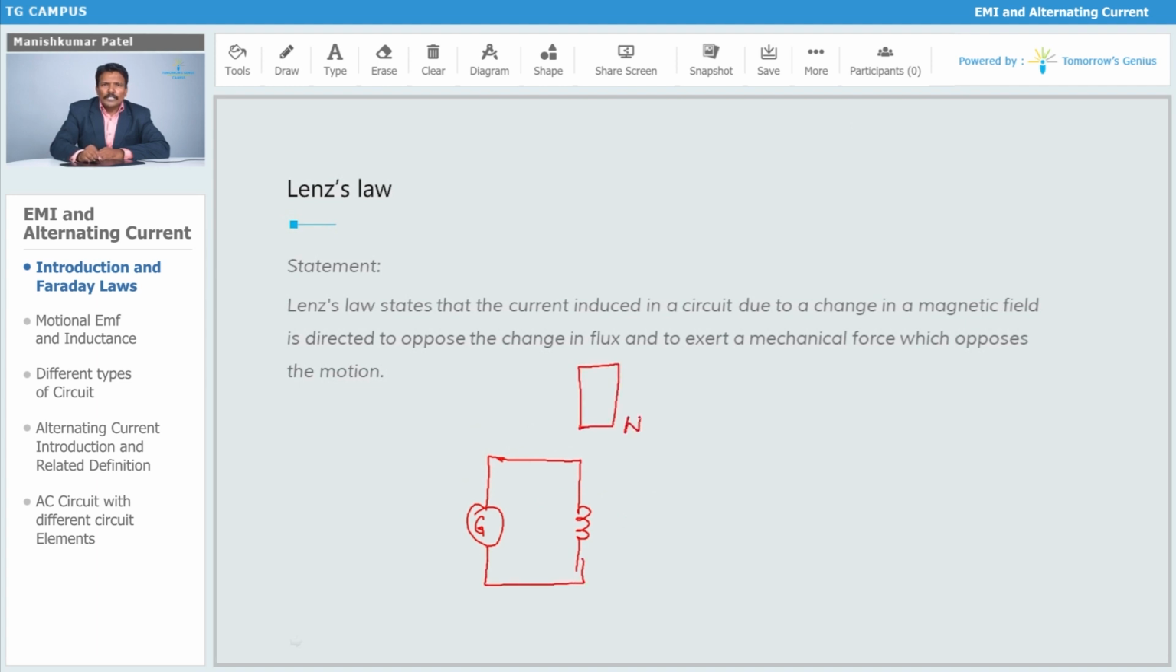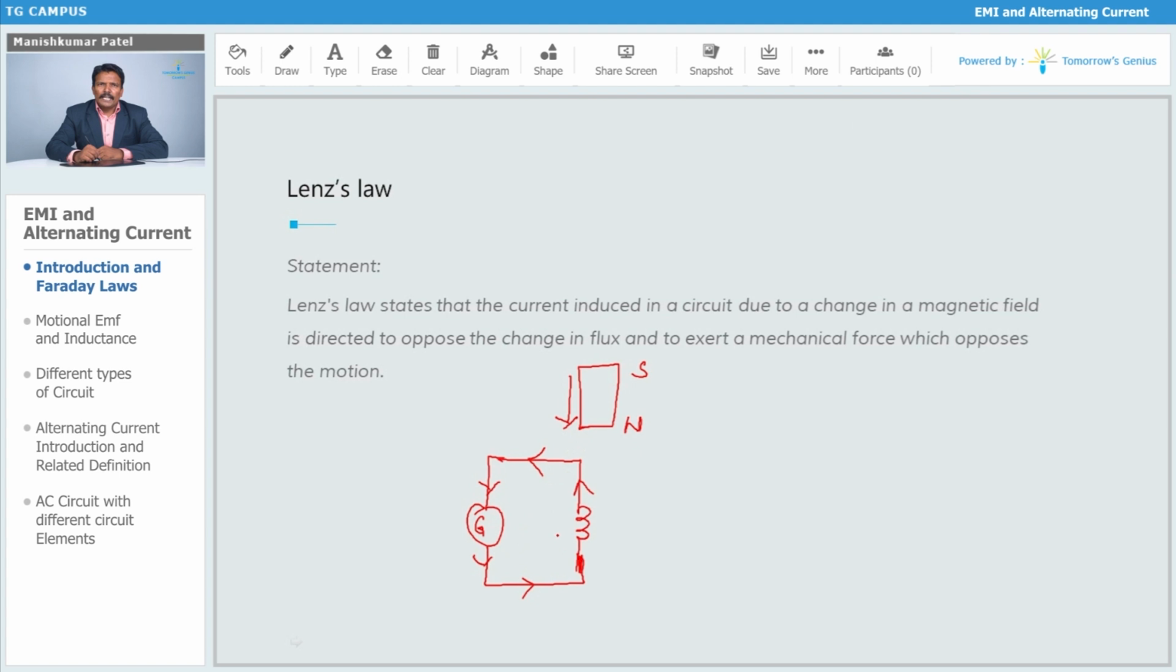So this is the magnet. When you move the magnet in the downward direction, the current flows through the coil in the anti-clockwise direction. Now why is it anti-clockwise? Why not clockwise? The reason is that when you move the magnet downward, the flux linked with the coil gets changed.